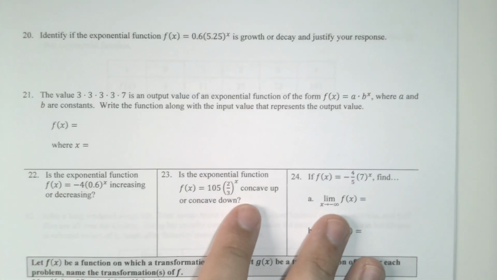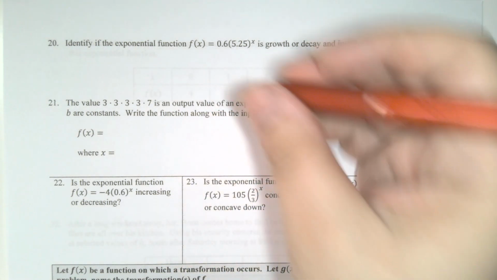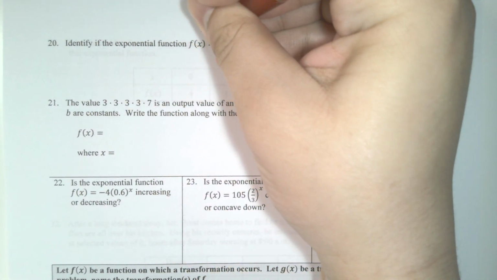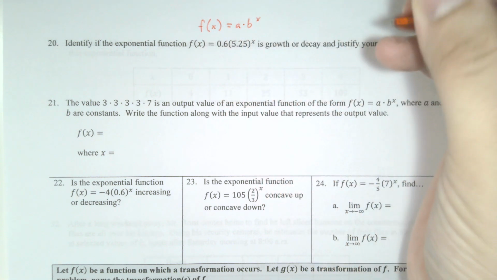Okay, so let's look at the next problem. For number 20, we want to identify whether the exponential function is growth or decay, and justify your response. So we need to recognize that this function is in the form of f of x is equal to a times b to the power of x.